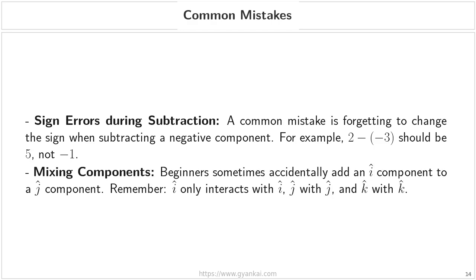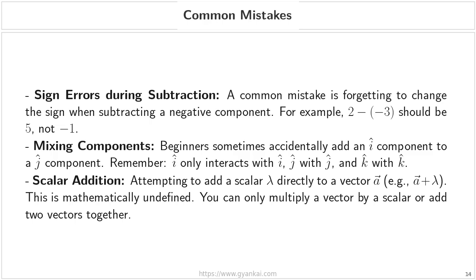Second, be careful not to mix your components. It might be tempting to group all the numbers together, but remember the fundamental rule we've used throughout this session. Components are independent. An i component can only interact with another i component, j with j, and k with k. You cannot add an i component to a j component. They exist in different dimensions.